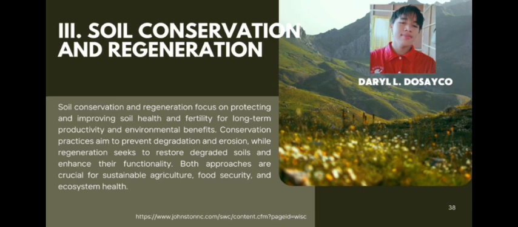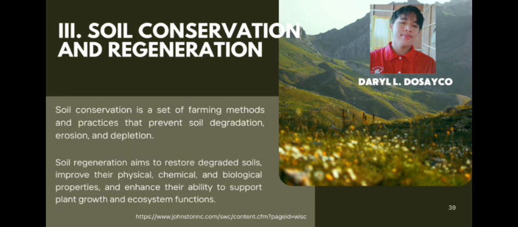Soil conservation and regeneration. Soil conservation and regeneration are essential strategies for maintaining and improving the health and productivity of soil. Soil conservation focuses on protecting soil from degradation and erosion, while soil regeneration involves restoring damaged or depleted soils to enhance their functionality. Together, these practices support sustainable agriculture, improve food security, and contribute to overall ecosystem health. Next slide.